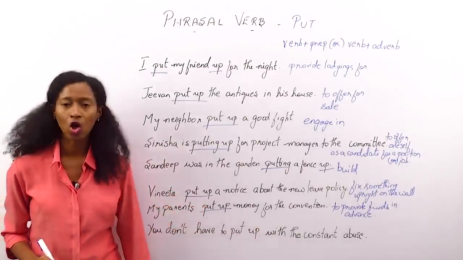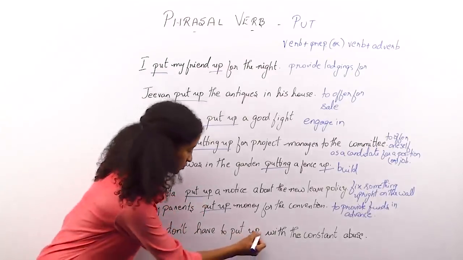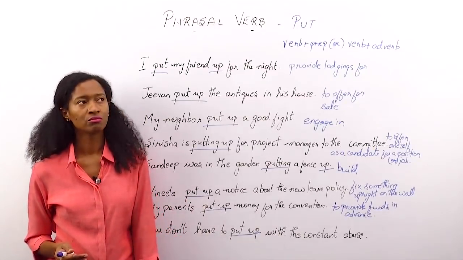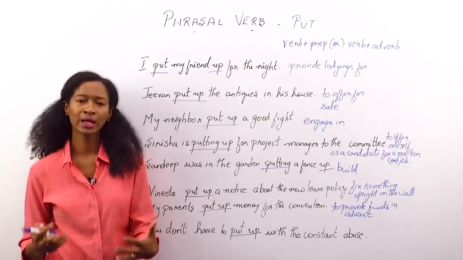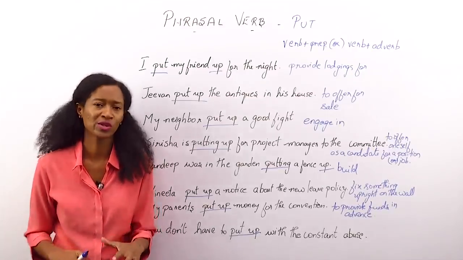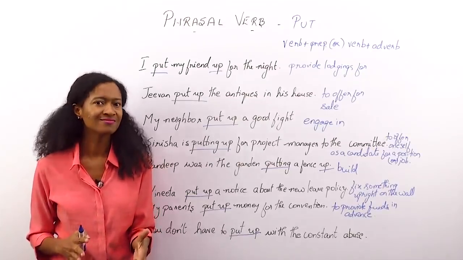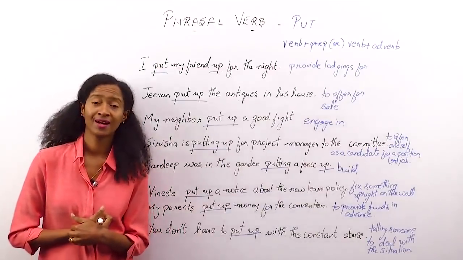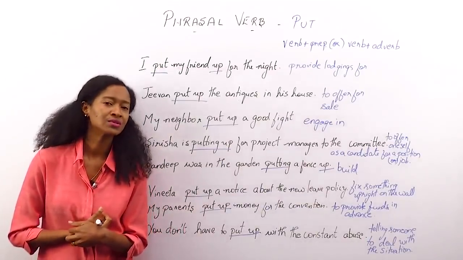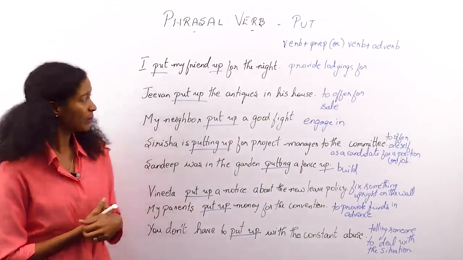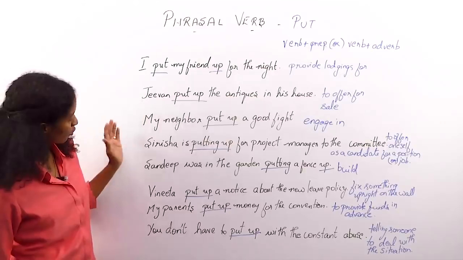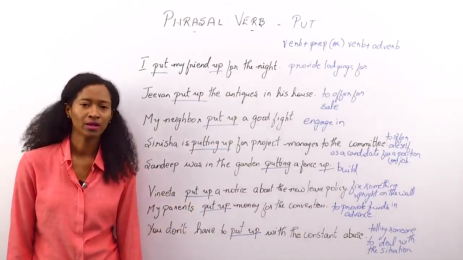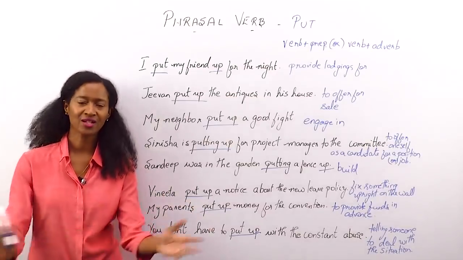You don't have to put up with the constant abuse. Here, put up means you don't have to be in that situation, right? Deal with it. That's what it means. So this phrasal verb put up has quite a lot of meanings, right? In fact, how many meanings? We have 1, 2, 3, 4, 5, 6 and 8 meanings. I think this is one phrasal verb that you can use in a variety of ways.